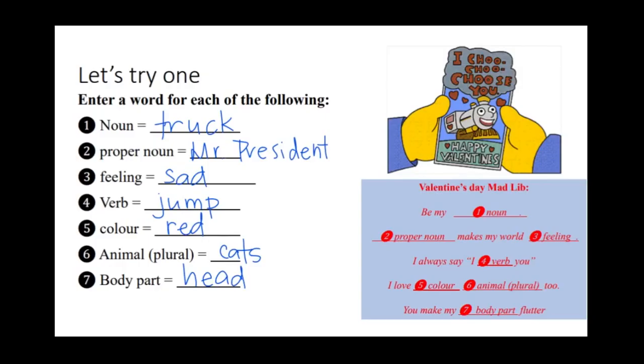Okay, so then we flip to the next page, and then we have the Valentine's Mad Lib revealed. When we read it, we're going to take all of these words and put it in where they tell us to insert it. So this part, I would have, be my truck. Mr. President makes my world sad. I always say I jump you. I love red cats too. You make my head flutter. It's silly, and that's the point of it. A lot of kids will have fun laughing at this because it is silly.